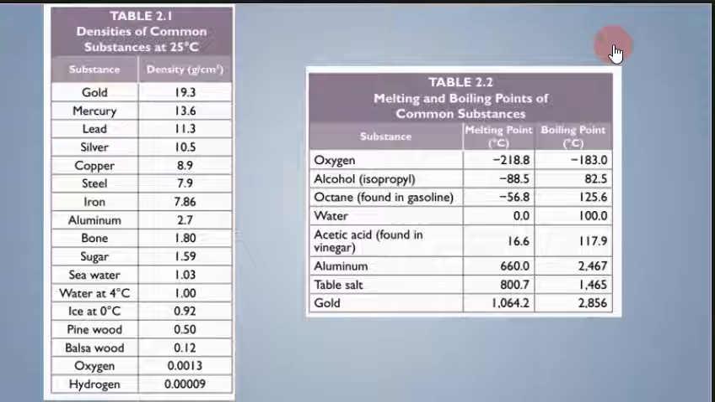Right? And then melting and boiling points. We'll do this next time, when things melt and when they boil. We'll talk about that next time.